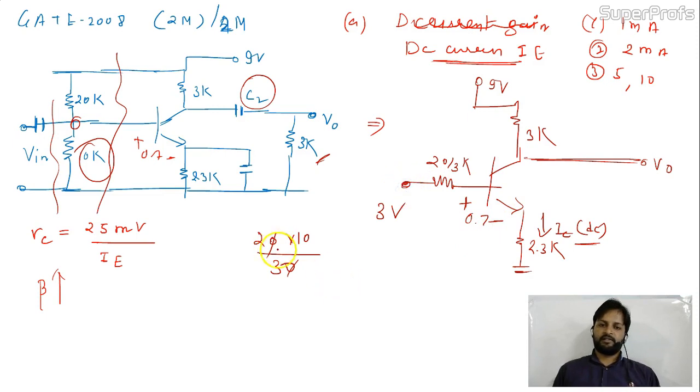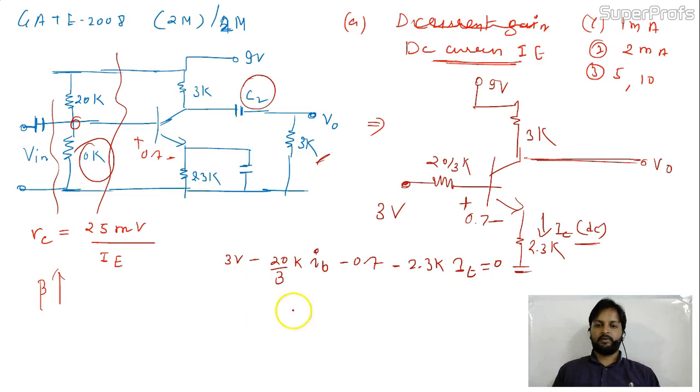So proceed. Let me erase some part. So 3 volt minus 20 by 3K of IB, this is IB, minus 0.7. And here you are getting 2.3K of IE equal to 0. Is it clear to you? Now remember, in the question they have given beta is very large.